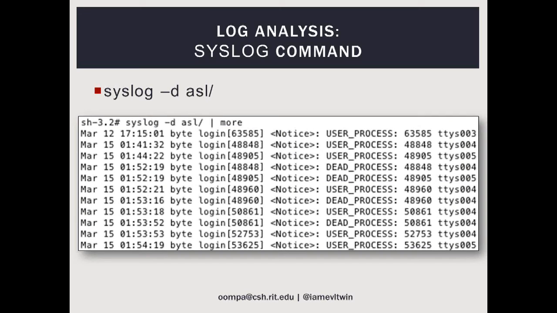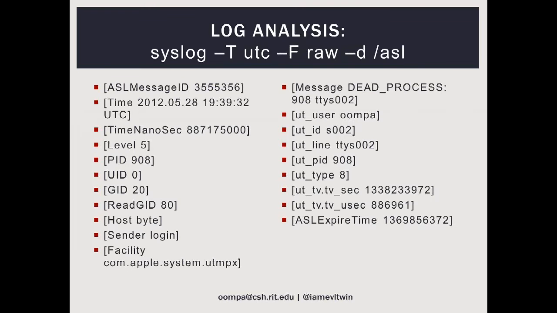So the syslog command shown here: -D is for directory. I'm pointing it right to the ASL directory and telling it to just parse everything. Pipe it to more. We can see a lot of the same information is output to the screen as if we saw it in the Console.app.